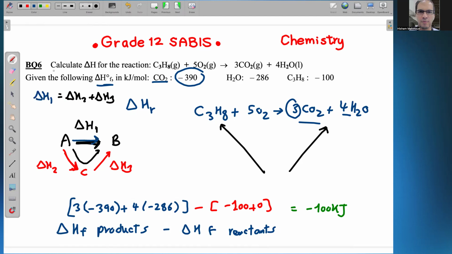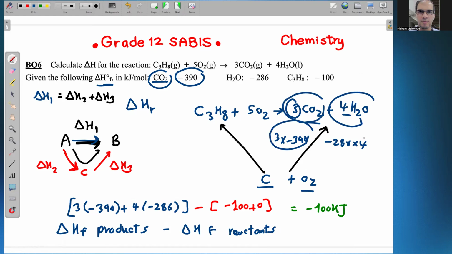Okay, what about the formation? Delta H of formation of carbon dioxide means I needed to form carbon dioxide from carbon and oxygen. When it formed carbon dioxide, delta H of formation of carbon dioxide was minus 390 kilojoules. But this is for 1 mole, so multiplied by 3. And this is minus 286 multiplied by 4. So in order to make this one and this one, I needed this much heat. And when I needed to form the C3H8 from carbon and hydrogen, I needed minus 100 kilojoules.